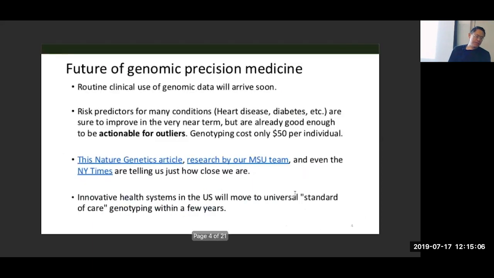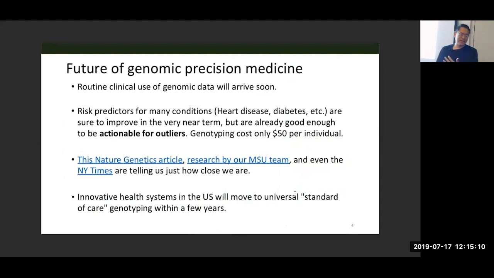Okay, so I predict that, and again, this is what I meant by most of the talk is actually nothing to do with embryos. In this case, on this slide, what I'm talking about is our healthcare system or the healthcare system in some other country like the UK. Routine clinical use of genomic data of the kind that I'm discussing here will arrive relatively soon.